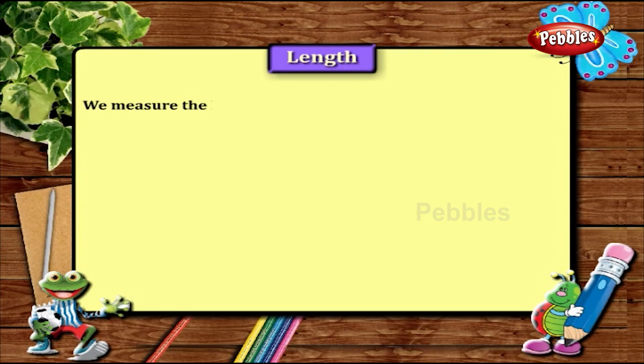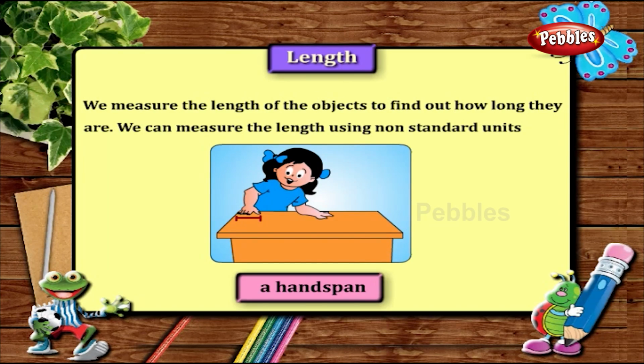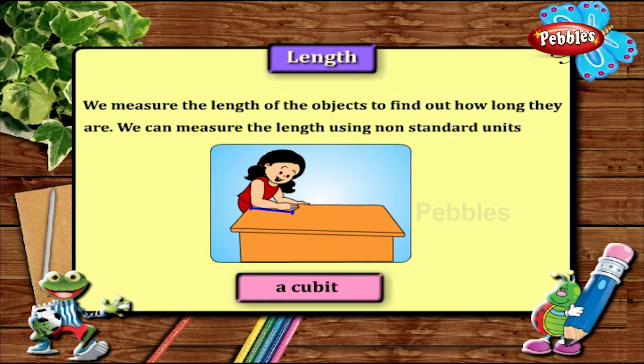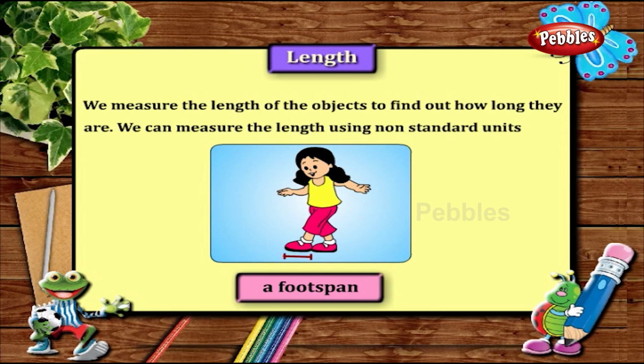Length. We measure the length of the objects to find out how long they are. We can measure the length using non-standard units such as a handspan, a cubit, a pace, or a footspan.